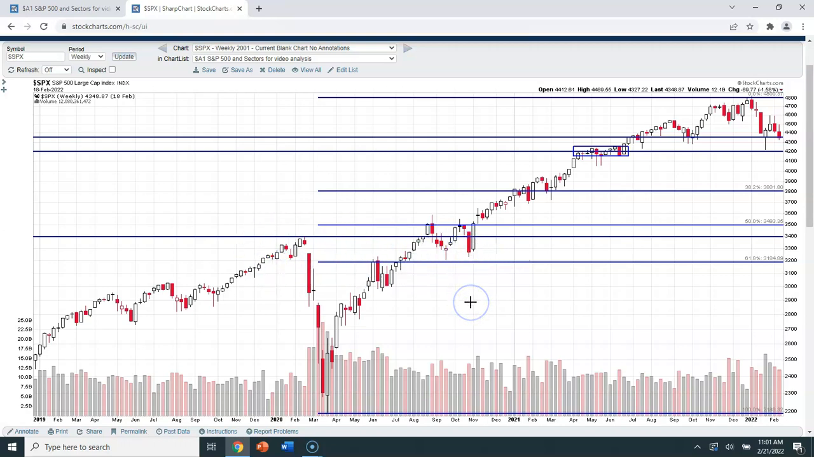Now, I want to be clear here, guys. I am not predicting any of this. I cannot predict the future, nor can anybody else. We can speculate, we can make guesses, we can have opinions, but we don't know. There's too many variables.